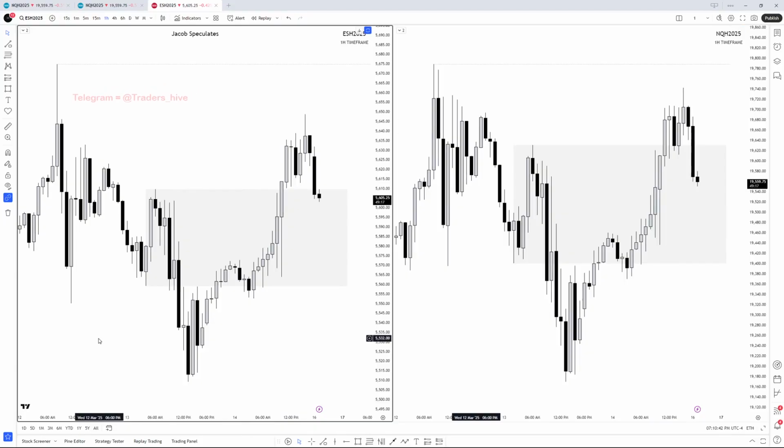So now we can do some Q&A. Do we determine the narrative only with SMT or with PSPs and TPDs too? You can use both, but higher time frame sequential SMT is the easiest.